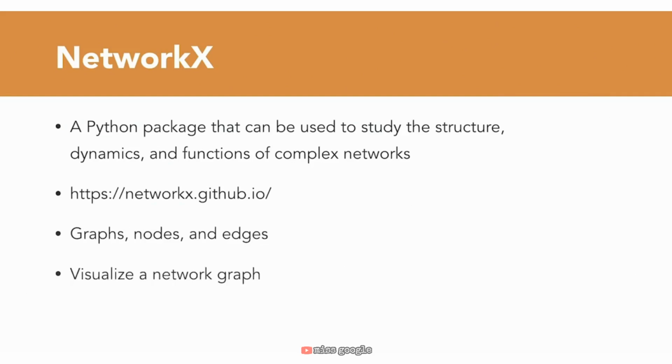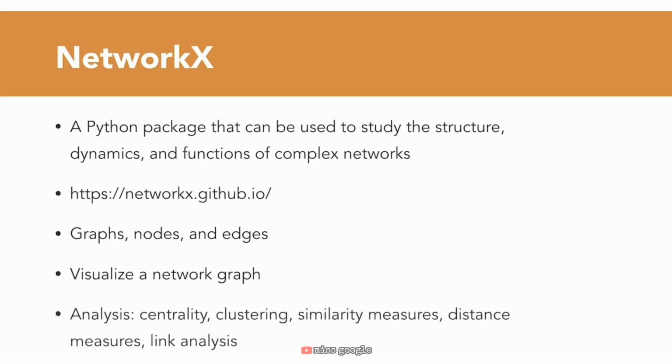With NetworkX, we create a graph for an organization. The nodes in the graph will be employees. The edges in the graph represent the connection between any two of the employees. The higher the collaboration between these employees, the higher weights these edges would carry. NetworkX provides capabilities to visualize a network graph and analyze its structure. It also has a number of algorithms to analyze networks. They include centrality, clustering, similarity measures, distance measures, and link analysis.